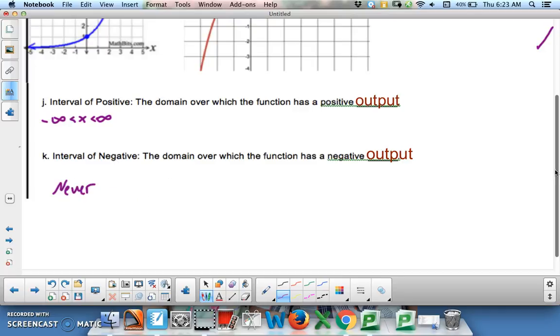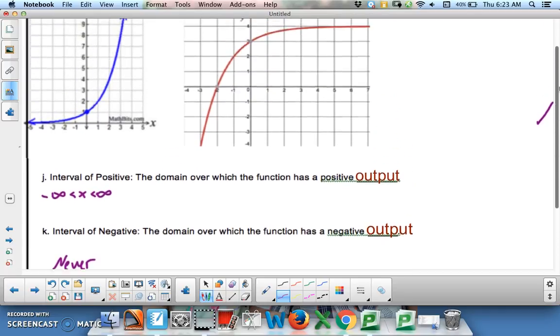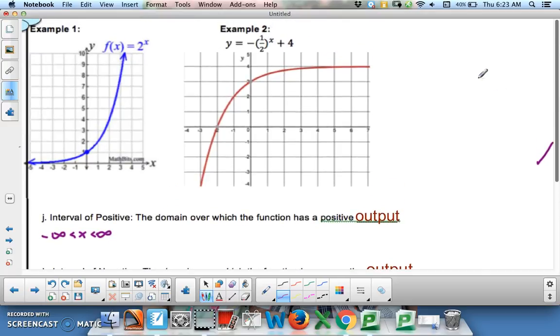Okay, so basically, if you have a function that does not have an x-intercept, then it's going to be all positive or all negative. There's not going to be that flipping happening. And this one does not have an x-intercept. It doesn't ever hit that x-axis. Therefore, it's one or the other. In this case, it's all positive.